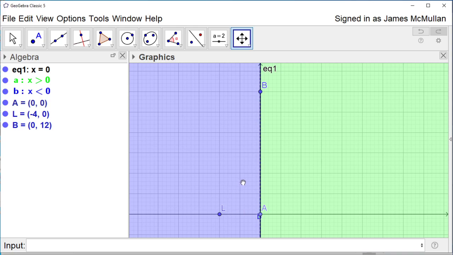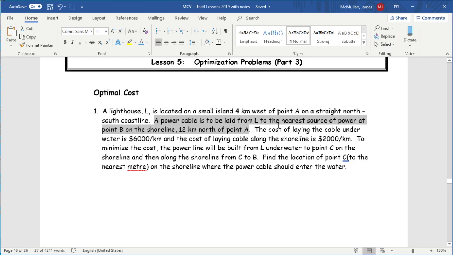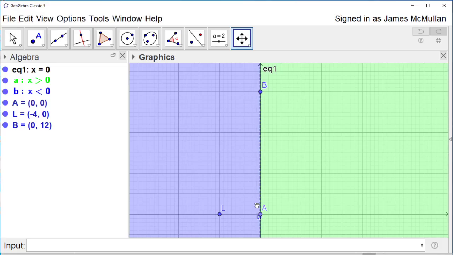Now, the goal in the question is to create a power line from point B to point L. Except the cost of laying the cable underwater is $6,000 per kilometer, and the cost of laying cable along the shoreline is $2,000 per kilometer. So how should you build your power line here so as to minimize the cost?